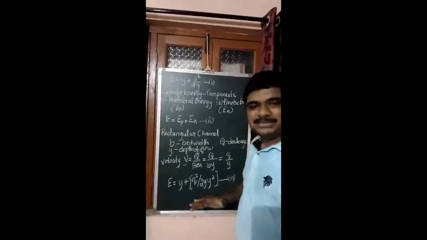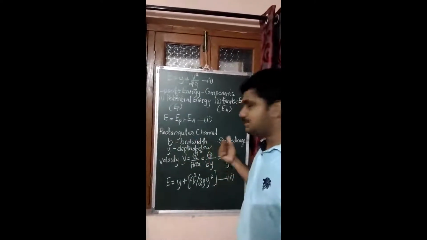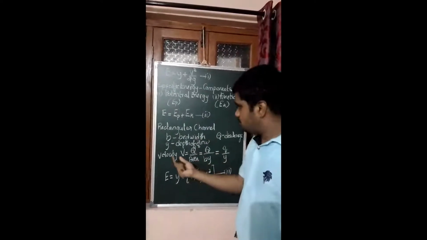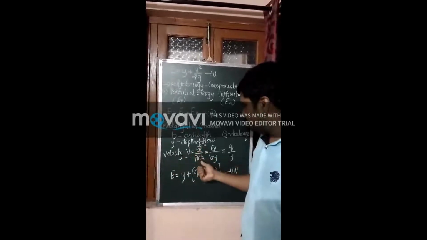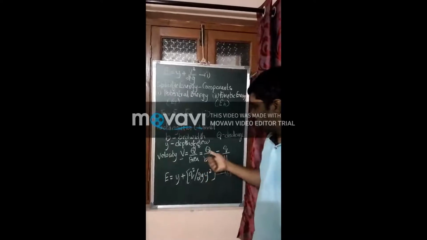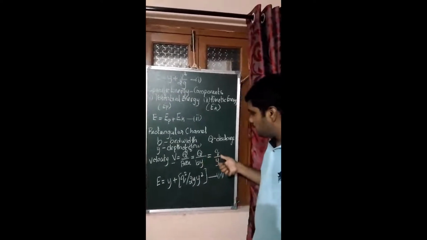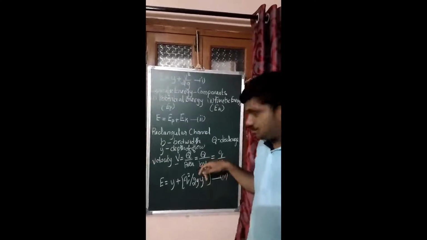Now, for the sake of simplicity, let us consider a rectangular channel. Let B be the bed width of the channel section, Y be the depth of flow, and Q be the discharge in the channel section. So, by continuity equation, we can write velocity V as discharge divided by area, that is Q divided by BY, and this equation we can write as small q divided by Y, where small q is discharge per unit width.